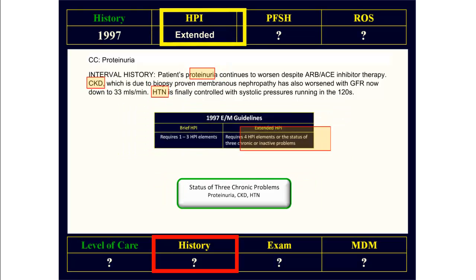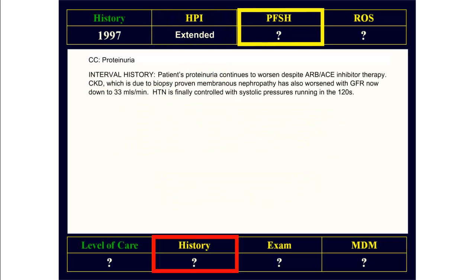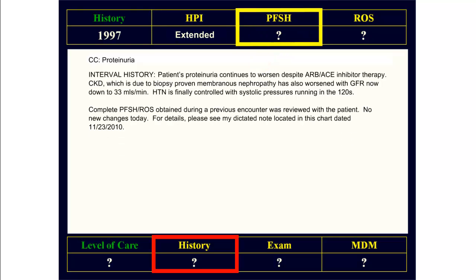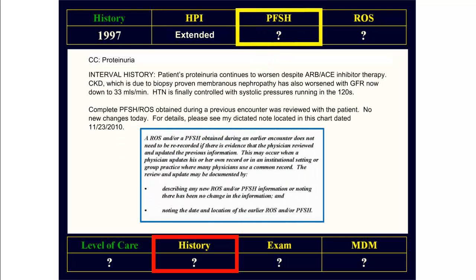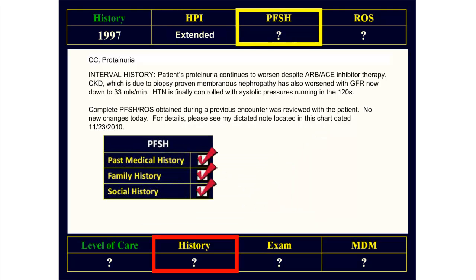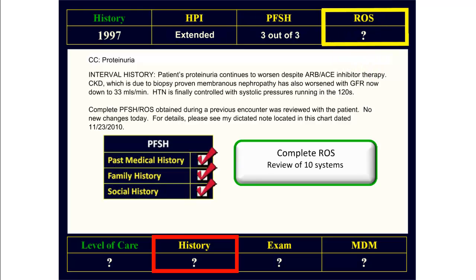The next step is to figure out the PFSH. Looking at the PFSH, here the doctor refers to a previously dictated note. Both the 1995 and 1997 guidelines do state that a previous ROS and PFSH can be recycled as long as you update the information and note the date and location of the note you're referring to. For the sake of this example, let's assume that the previous note did indeed contain a complete PFSH and also a complete review of systems.